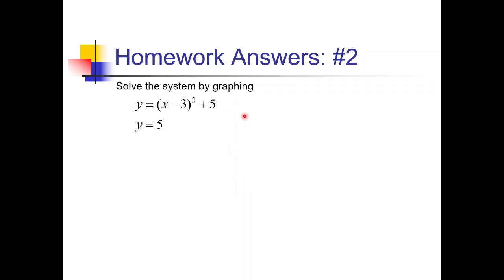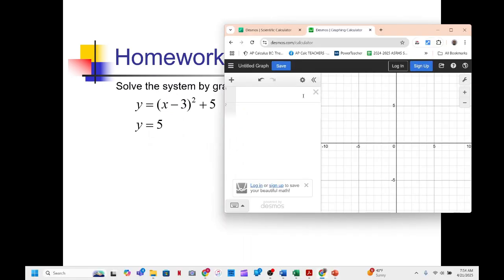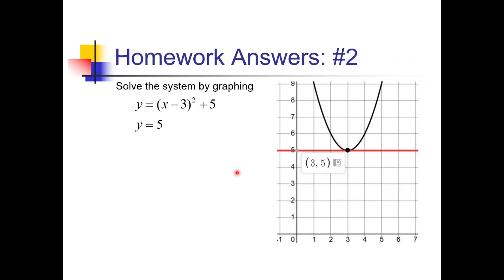To solve this system of equations by graphing, we're going to plot both of these on Desmos and see where they intersect. So here we are on Desmos. We'll just do them one at a time. We have y equals (x minus 3) squared plus 5. And then let me just get another entry for y equals 5. That's going to be a horizontal line. There it is. And we see there's one spot where they are crossing. So at this spot where they intersect, 3, 5, that will be the solution to this system of equations.